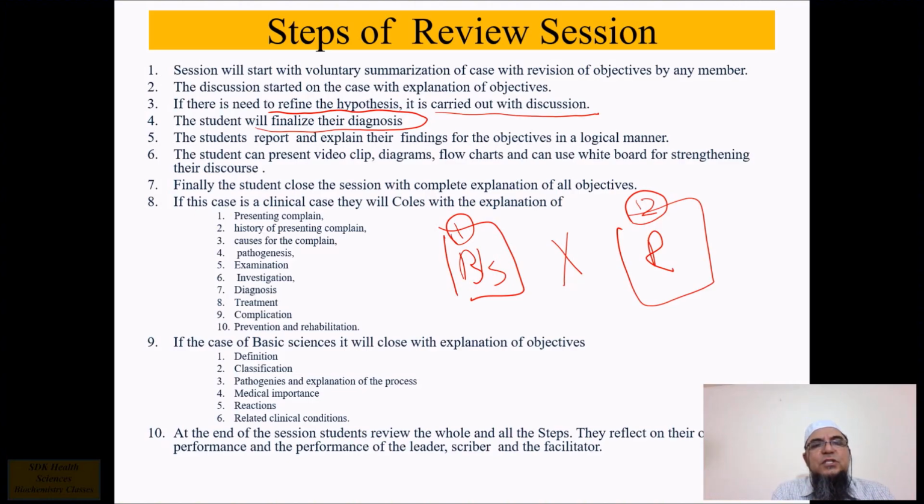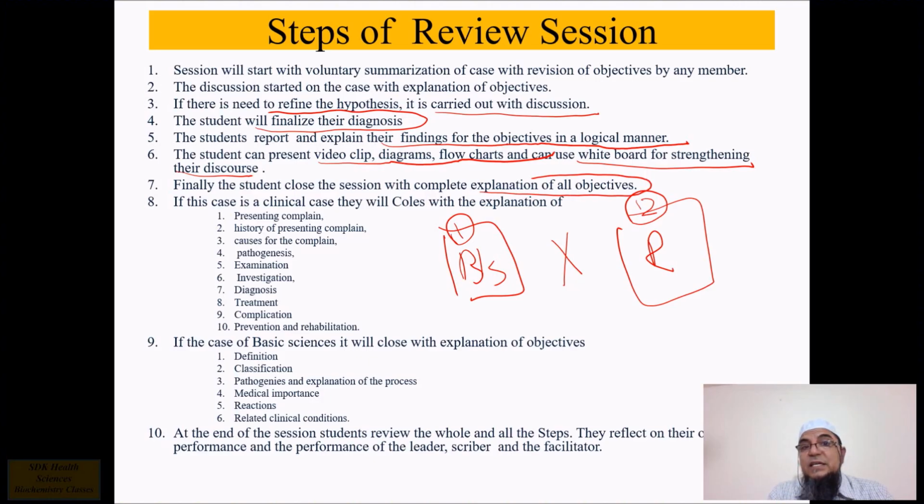The students report and explain their findings for the objectives in a logical manner. The students can present a video clip, a diagram, a flow chart, and can use the whiteboard for strengthening their discourse or their arguments. Finally, the students close the discussion with the complete explanation of all objectives.